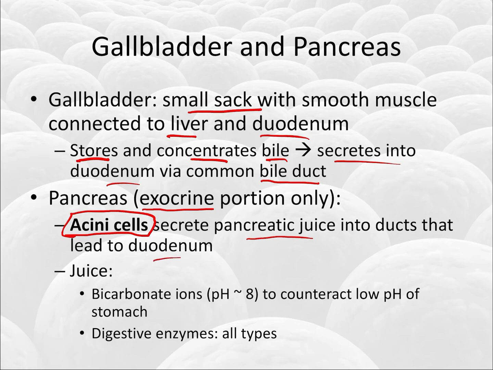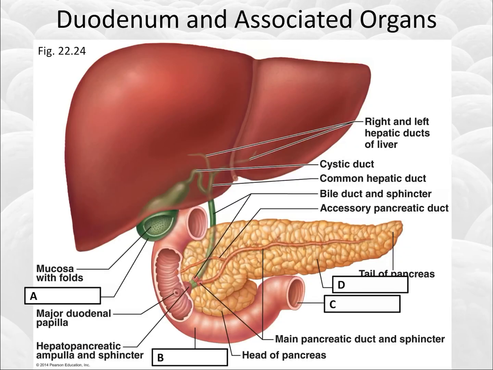The juice is made up of a bunch of digestive enzymes and a bunch of bicarbonate, the high pH, because we need to counteract the low pH that's coming out of the stomach.